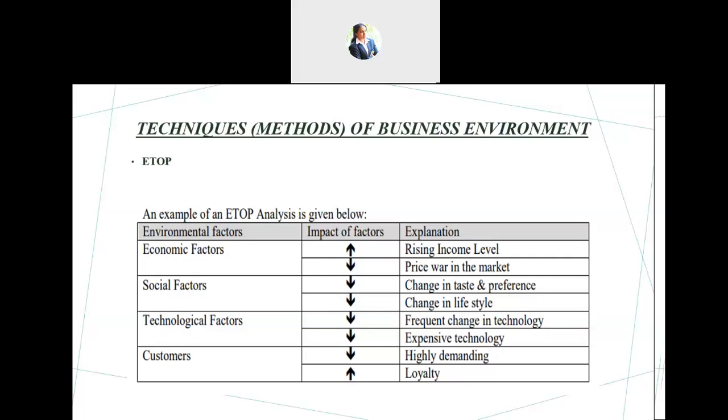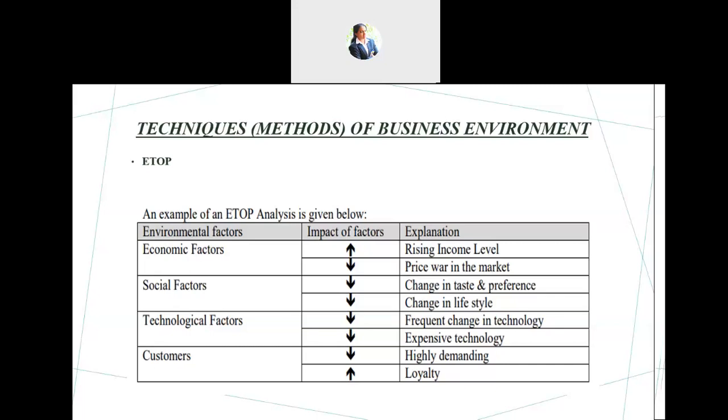And the next one is social factors. They have listed two social factors, that is change in taste and preference and changes in lifestyle. What happens is that every time there is a change, it asks for further innovation, research, or further new kinds of products. No matter what changes, the company will have to spend something so that it adjusts to all these changes.